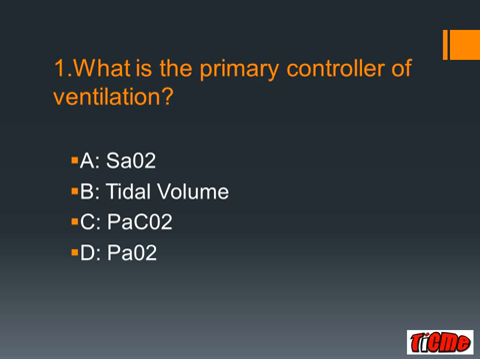Question 1. What is the primary controller of ventilation? The SATs, the tidal volume, the arterial carbon dioxide, or the arterial oxygen? And the answer is the arterial carbon dioxide.